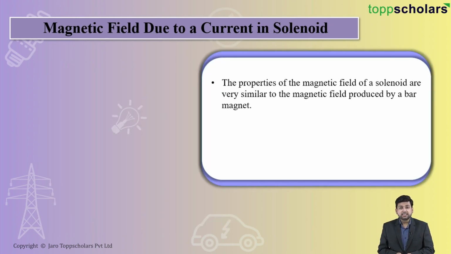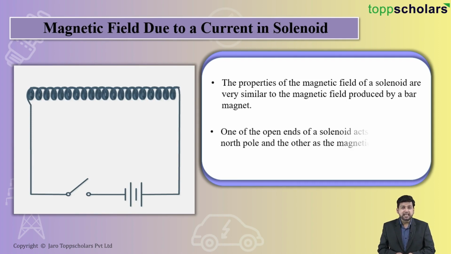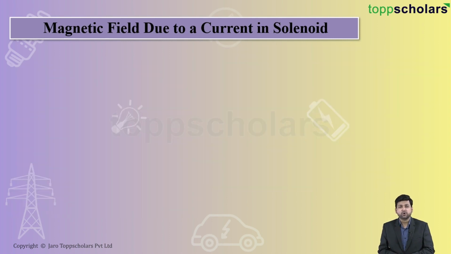Now when you consider a solenoid, the properties of the magnetic field of a solenoid are very similar to a bar magnet. As you remember, a bar magnet has a north pole and a south pole. Exactly in the same manner, a solenoid also has a north pole and a south pole. So one end is a north pole and the other end behaves as a south pole. Now let's see some more properties of a solenoid.